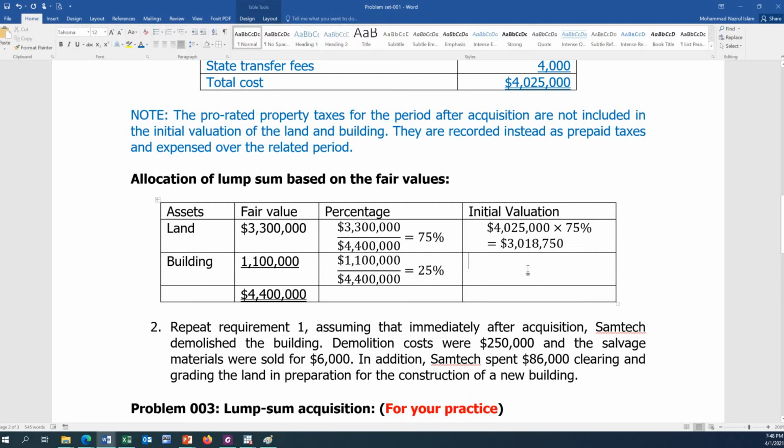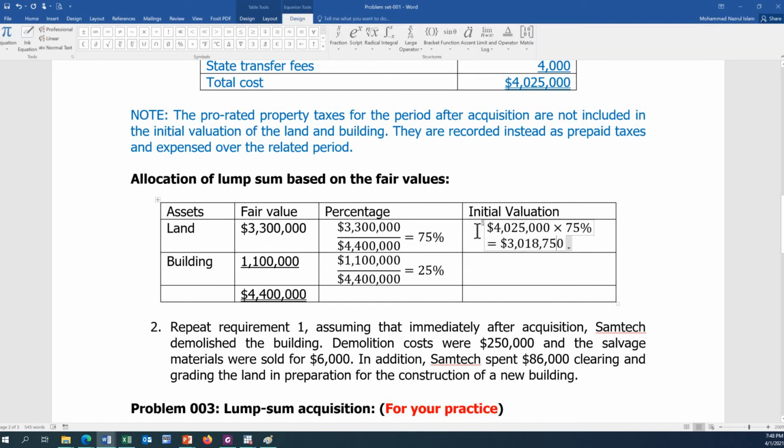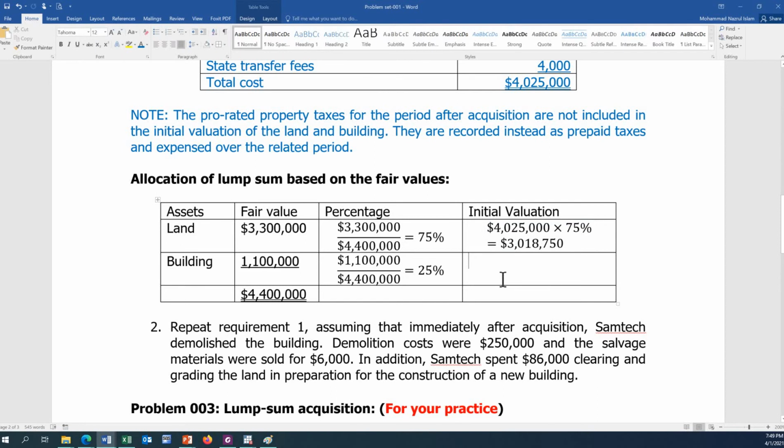Okay, and for the building, it should be 25%, and the amount would be 1,006,250. Okay, so this is how we got the initial valuation. And the total would be equal to 4,025,000. Okay, total. So I hope you got it.